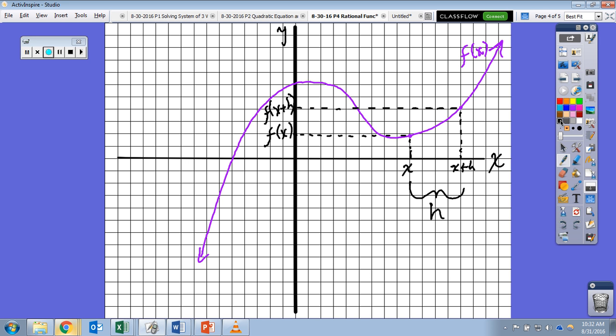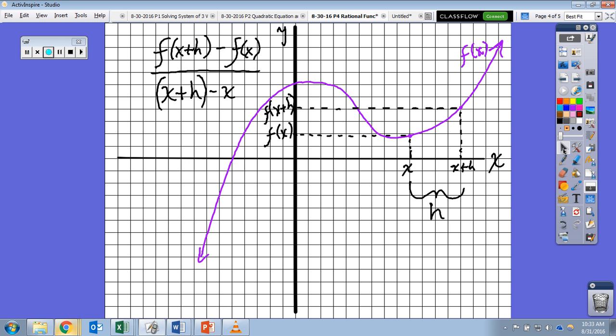Remember that slope is difference in y's over difference in x's. So let's do it from here to here. We say f of x plus h minus f of x, all over x plus h minus x. Do you have to put x plus h in parentheses? Oh, we could. We don't have to, but we could. Maybe it makes it a little more clear.